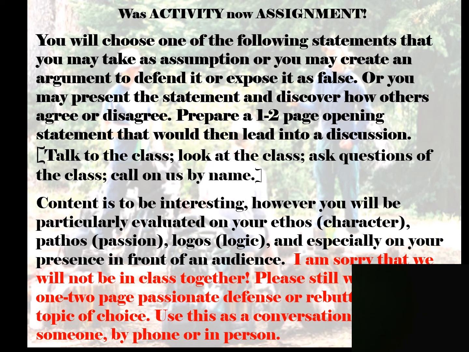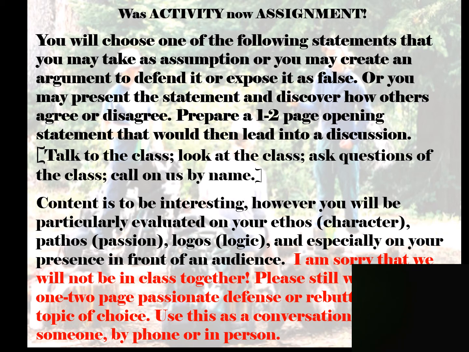So, opening the discussion. What you'll be writing for me now, instead of preparing an opening speech for the class, is a 1 to 2 page opening statement that would then lead to a discussion. And then there's the advice that if we were doing it in class, you'd be talking to the class, looking at the class, asking questions of the class, calling on people by name, because we all know each other now. We're far enough into the semester.